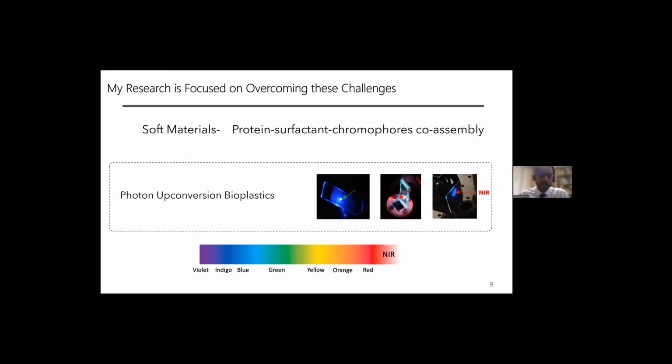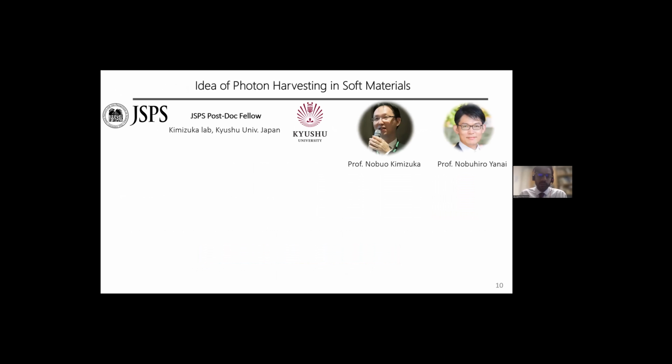So my research is focused on overcoming these challenges using a soft material approach of protein-surfactant-chromophore co-assembly. Using this approach, I have developed photon upconversion bioplastics, which function efficiently in the solid state, which I'll present in the following slides. So the idea of photon harvesting in soft material came when I went for my first postdoc to Japan and started working on this photon upconversion process. The first challenge I received was to prepare efficient, air-stable aqueous TTUC materials.